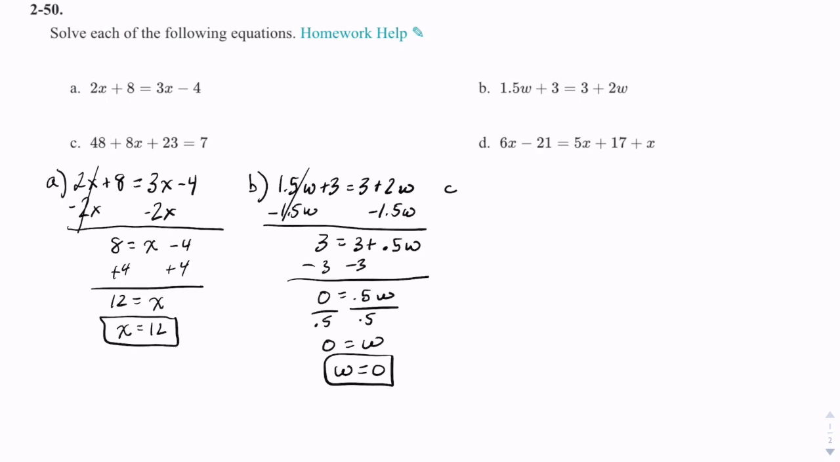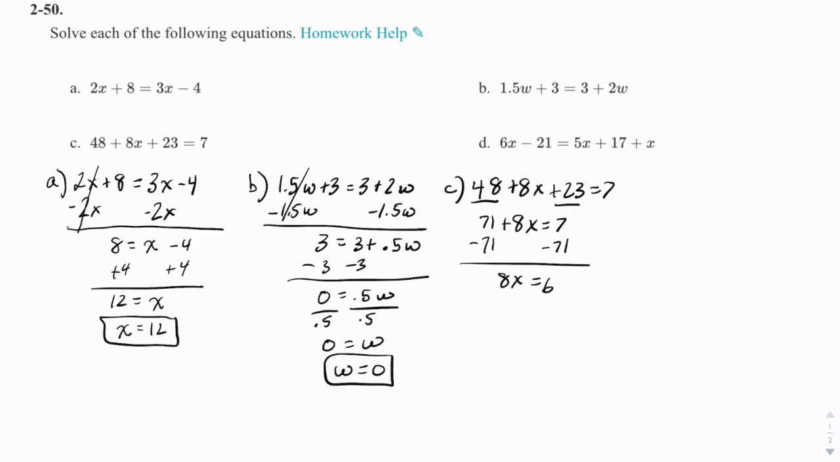For C, right, I have 48 plus 8x plus 23 equals 7. So first I'm going to combine my like terms. 48 and 23 is 71 plus 8x equals 7. I'll subtract 71 from both sides, and I get 8x equals negative 64. And I divide both sides by 8, and I get x equals negative 8.